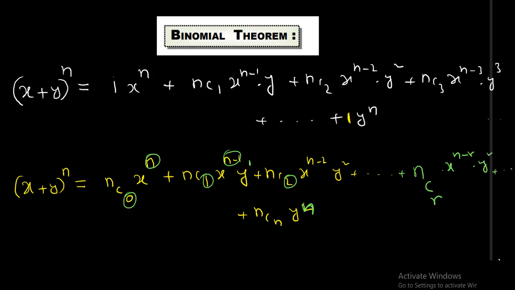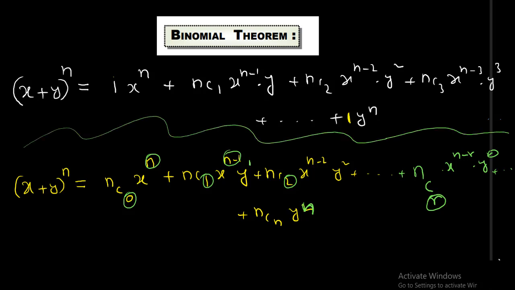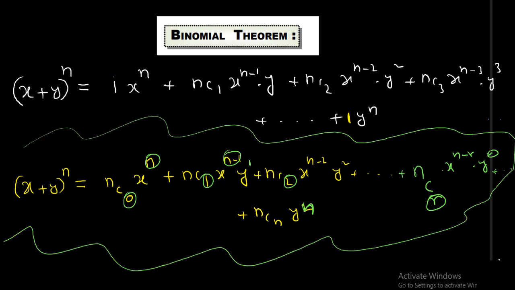Plus so on. Somewhere I will write one term. One of the terms will be like this: nCr into x power n minus r into y power r. See here r, n minus r. So this is called binomial expansion. You people should remember this. Binomial expansion. Okay, students?